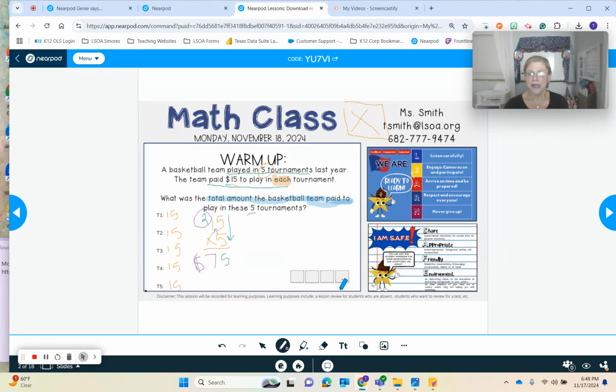$75. Now you're like, okay, Miss Smith, now I have 3 boxes right here and a little dot right here. What am I supposed to do with this? This is where you're going to fill it in. And you might have seen these boxes on your interim. These boxes are place value boxes, basically. So you have hundreds, tens, and ones. So we have $75.